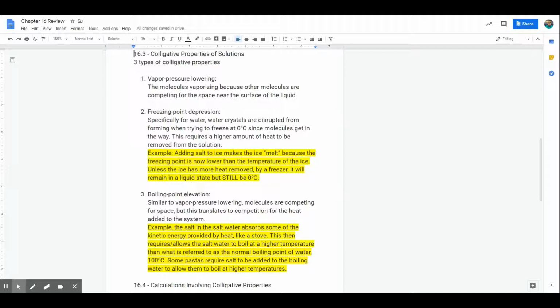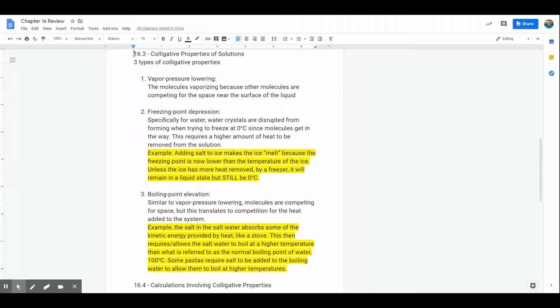Freezing point depression. So as I said here, specifically for water, water crystals get disrupted from forming. So if you've ever seen a snowflake, snowflakes actually form because water creates a crystal. And so when you add a substance to it, a solute, like adding salt to ice, my bad, it makes the freezing point even lower.